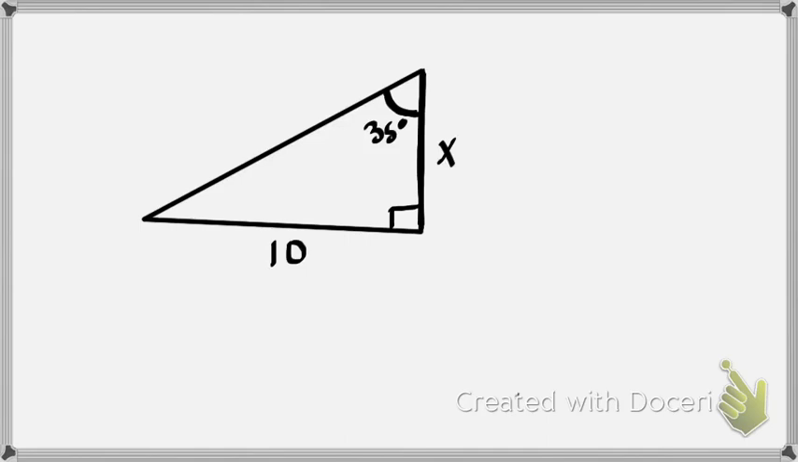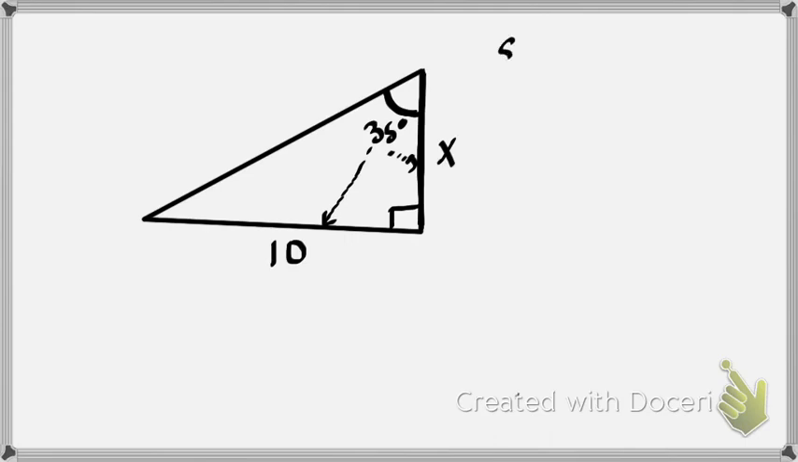Okay, so again, we're looking at the angle that is 35 degrees. So what two things do we have? Do we have opposite? Do we have adjacent? Do we have the hypotenuse? We have to figure that out. So based on this angle 35, we have the side that is opposite that angle, and we also have the side that is adjacent to that angle. Remember, adjacent just means next to.